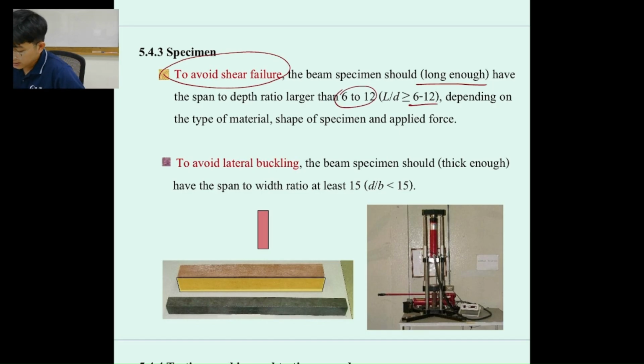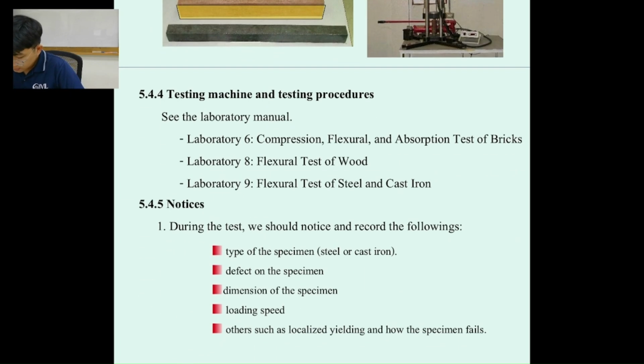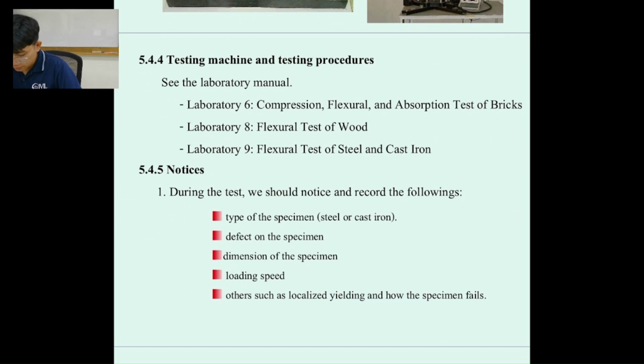Okay, this one may be asked in the exam, depending on type of material and shape of the specimen that apply the force. But in order to avoid the buckling of the sample, the beam specimen is supposed to have the depth that thick enough, at least like D over B less than 15. You will test it at the lab, so you will see the behaviors.